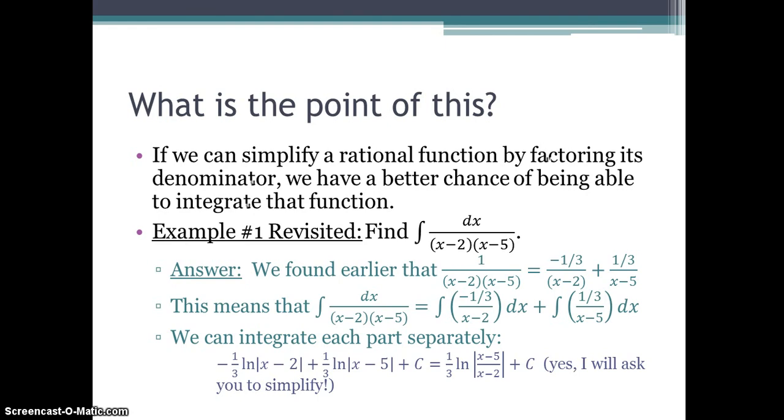So this means that we can rewrite our integral with those two fractions: the integral of negative 1/3 over x minus 2 dx plus the integral of 1/3 over x minus 5 dx. When you integrate each part separately, both of those integrals will involve a natural log. Negative 1/3 natural log of |x minus 2| plus positive 1/3 natural log of |x minus 5| plus C, which, yes, I will ask you to simplify. In this case, we can simplify to 1/3 natural log of the absolute value of (x minus 5) over (x minus 2), plus C. We can also move the 1/3 in, but you've got to be able to understand how this simplifies. And the reason why the x minus 2 is on the bottom is because there was a negative exponent out front.